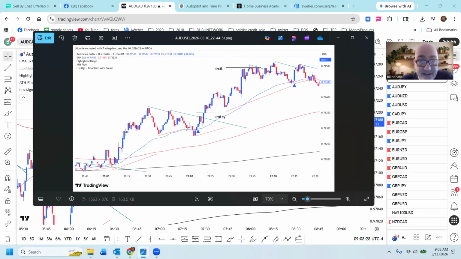Okay, and so this was AUDUSD last night. You can see on the 1 minute time frame our moving averages are lined up for a bullish trade. At this point, the bullish ATH comes out. We get a candle that closes above that trend line, right? These trend lines are drawn by the free indicator, the Lux Algo trend lines with breaks. This way, all of our trend lines are completely objective, right?